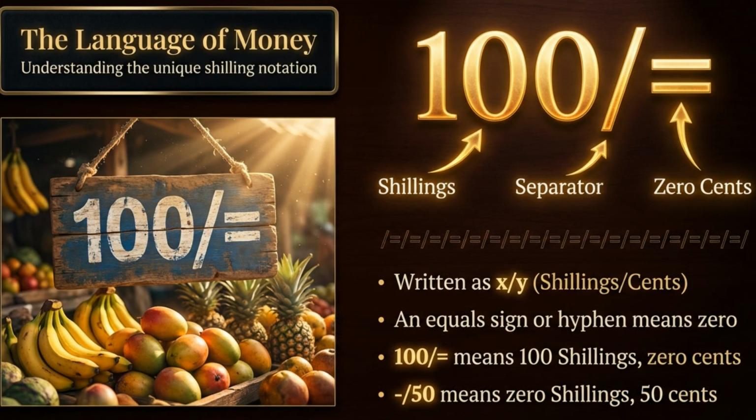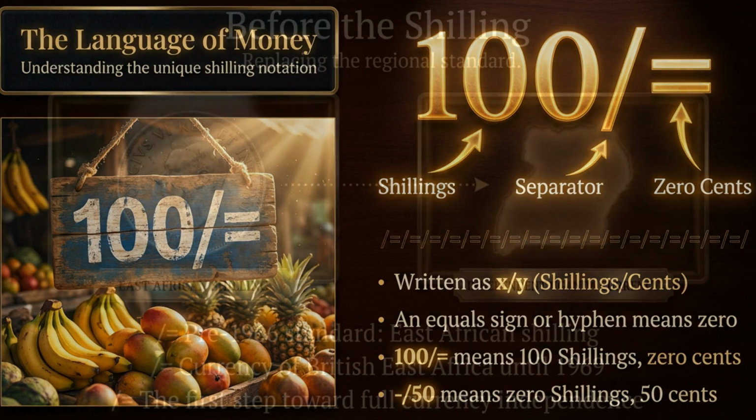It's written as X/Y, where X is shillings and Y is cents. An equals sign or a hyphen indicates 0 cents. For instance, 100/equals means 100 shillings and 0 cents, while 0 shillings and 50 cents.